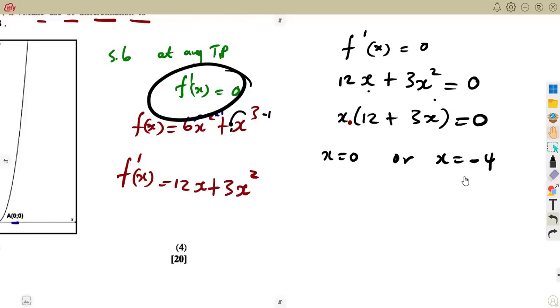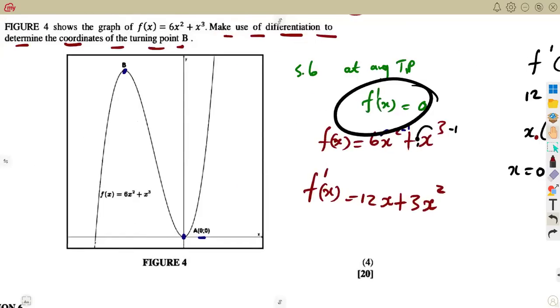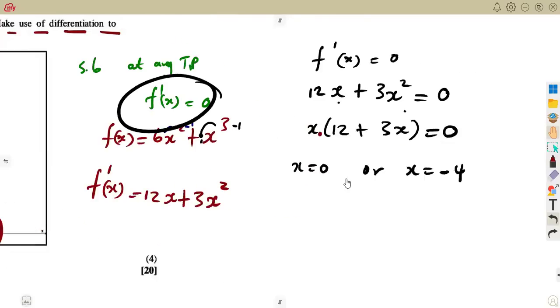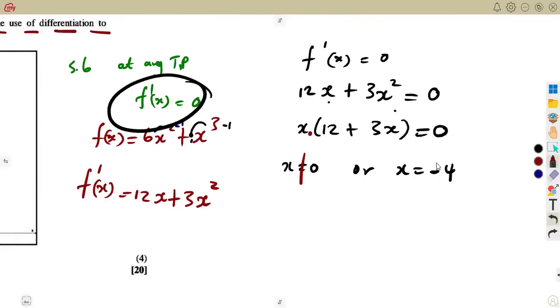But we need exactly what they specified, the coordinate for B. Where is B here? This is our y-axis, remember, and our x-axis. The first turning point is here, where it's 0, 0. So meaning to say our x cannot be 0 because it is already represented there. So the x that is remaining is what?